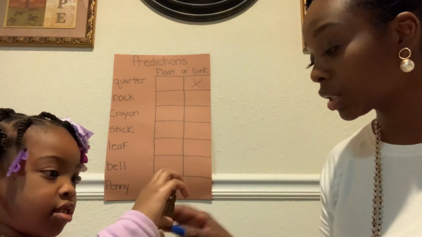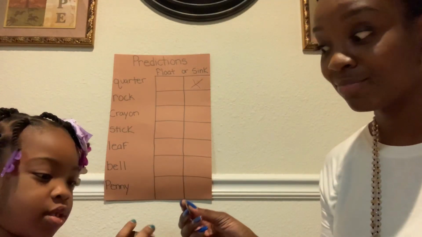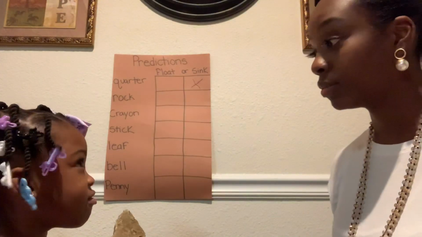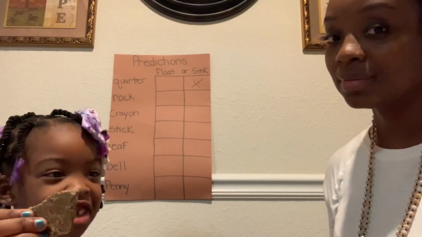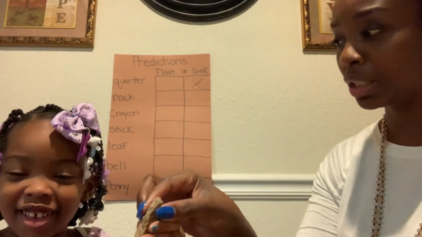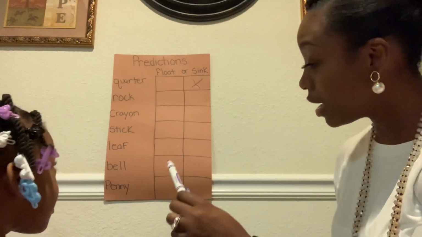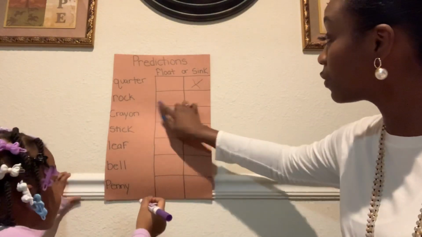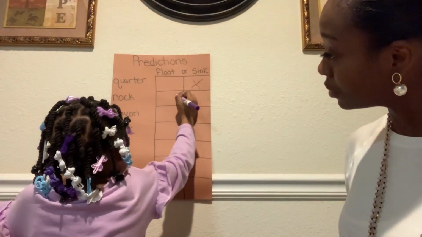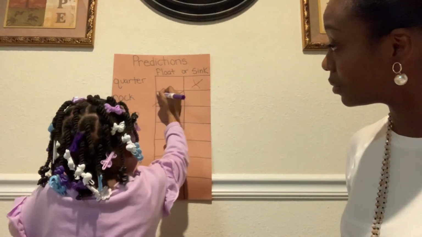A little heavy. Which one is a little heavy? This. What is that? The rock is a little heavy. So do you think the rock is going to sink or float? Do you think it's gonna float? You think the rock is going to float? Okay, well then I want you to draw me an X on float right here for the rock. An X? Yes. One X.